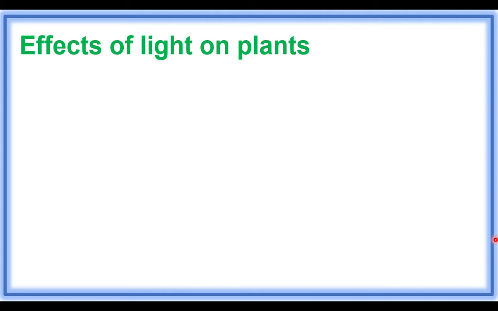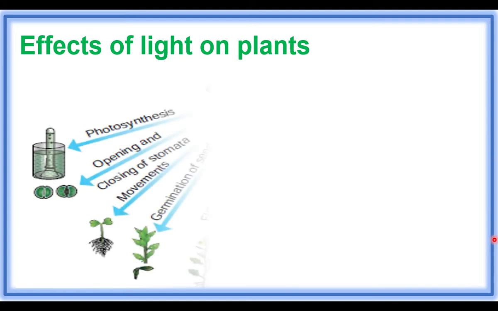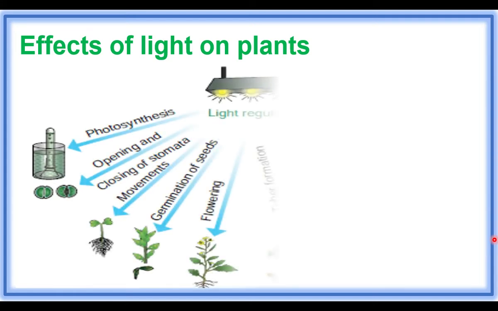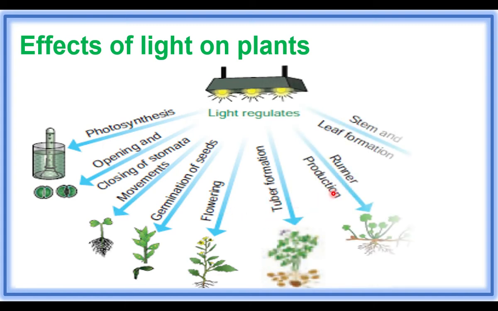Now let us see the effect of light on plants. Light influences photosynthesis, opening and closure of stomata, germination of seeds, flowering, tuber formation, production of runners, stem and leaf formation. Various basic life processes are controlled by light.